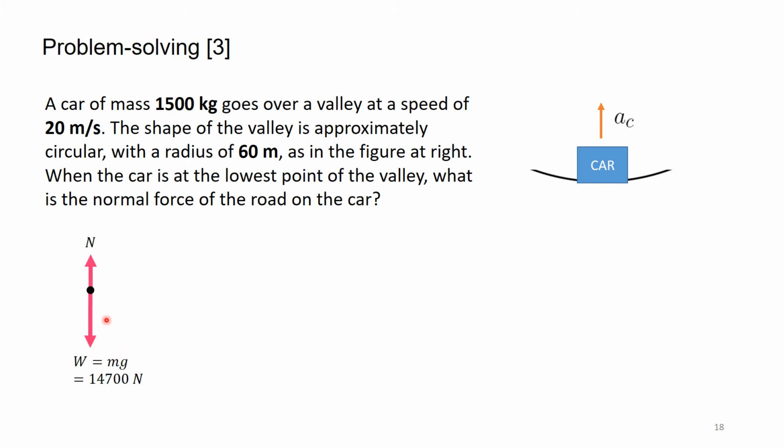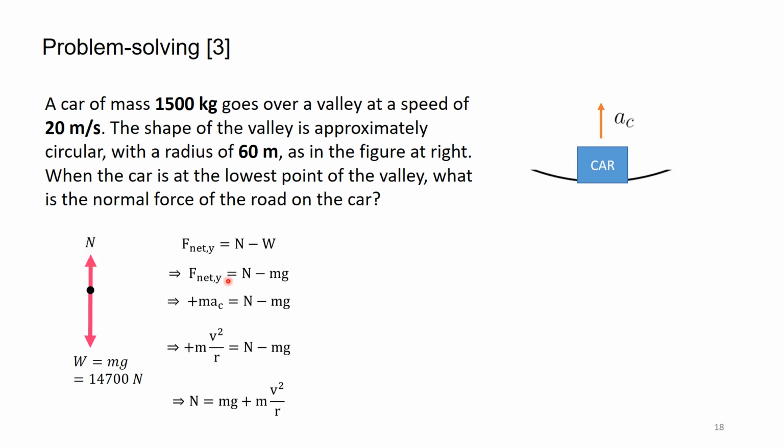So let's start like before. We have the weight of 14,700 newtons, and the normal force should be bigger than that. Here we haven't drawn a big arrow, but you can pretend that the normal force is bigger. We'll calculate it, and you proceed with the same strategy.